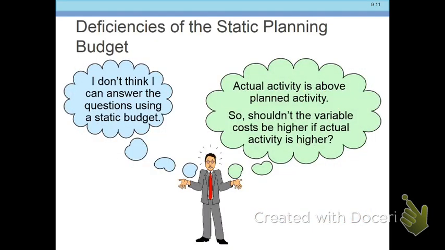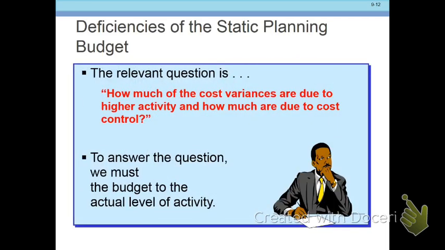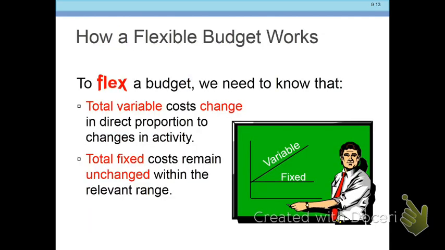The problem with our static planning budget, the problem with what we did in the last chapter, is that when the actual activity is different than the planned activity, it becomes hard to compare them. So what we're going to want to do is what we call flex the budget. And a quick note, on the exam I typically put a flex the budget type of problem, where you have to take a static budget and flex it for some level of activity.